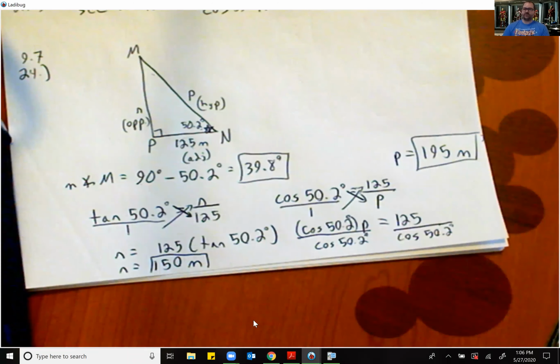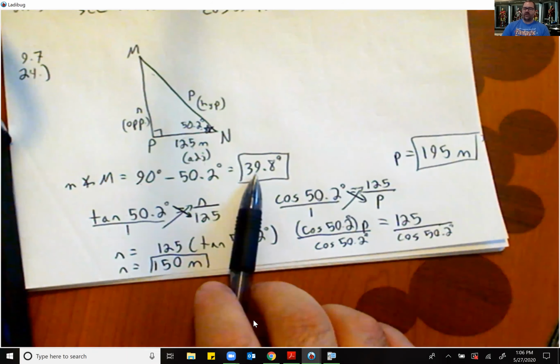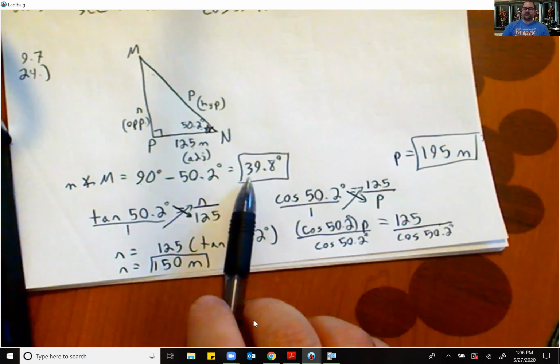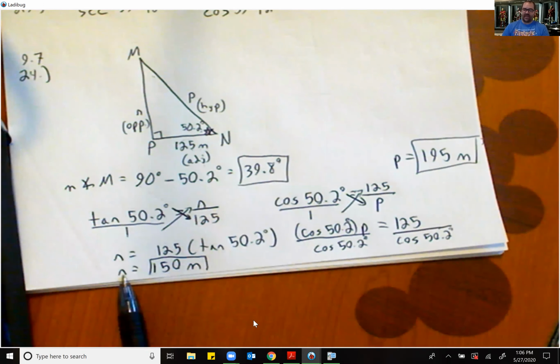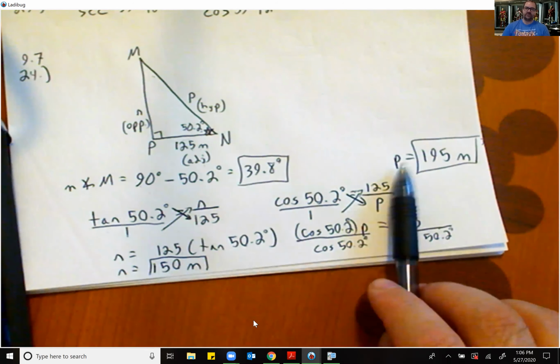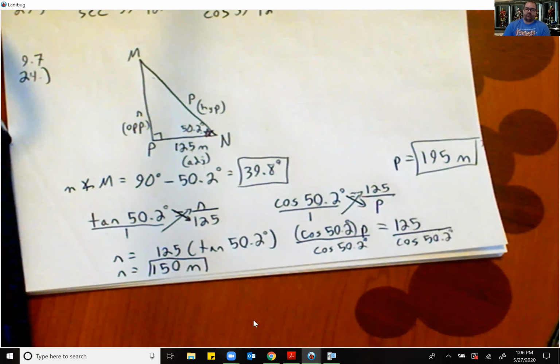And now we have all the answers. Measure of angle M is 39.8 degrees. Measure of angle, or not angle, the side length of N is 150 meters. The side length of P is 195 meters. There we go. We've demolished the triangle. We know everything about it.